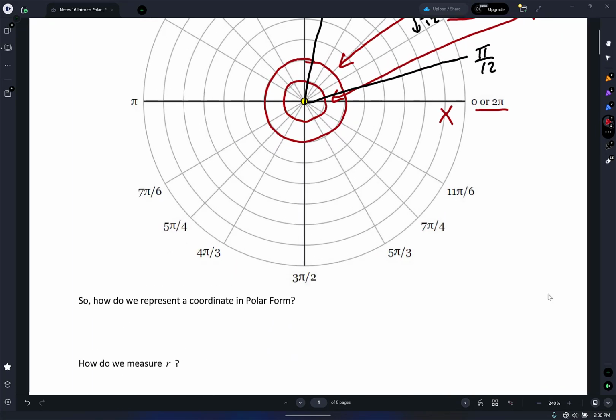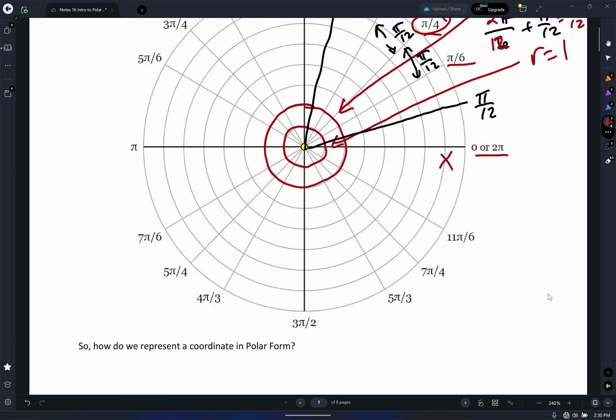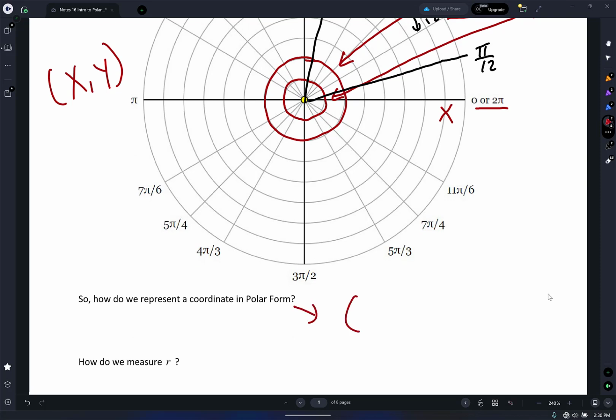So how do we represent the coordinate in polar form? Here it is in rectangular form. In rectangular form, you say x comma y. Rectangular is the same thing as Cartesian. That's what you've been doing all your life. Two-dimensional. In polar form, you go r comma theta, where r stands for radius, which is like distance, really.